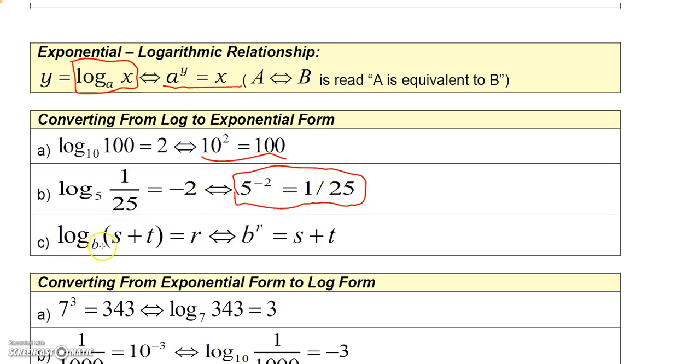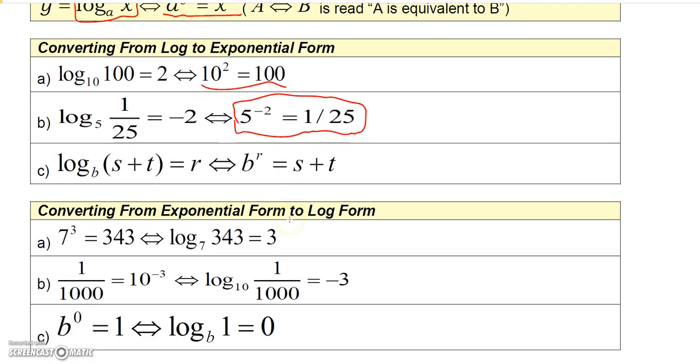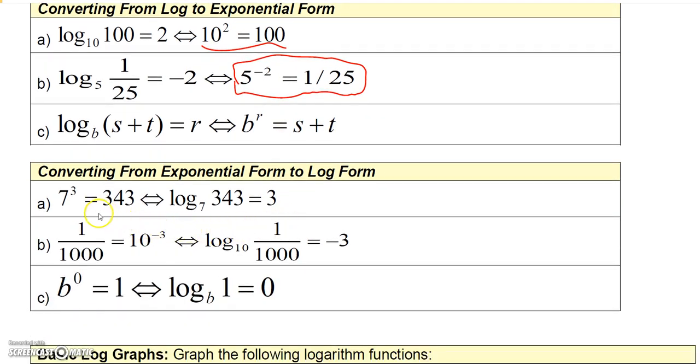Now here I'm just giving you expressions. So I'm going to tell you that the log of s plus t base b is r. So in exponential form, that means that b to the r must equal this argument s plus t. So b to the r equals s plus t. Now likewise, I can give you exponential forms that are true, and you can write that in log form.